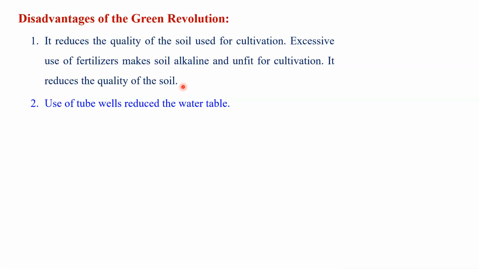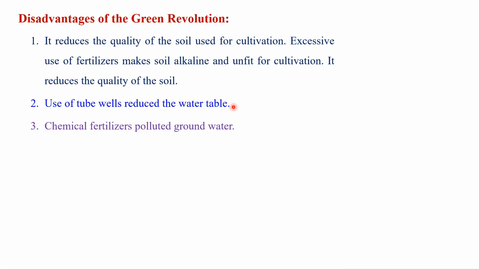Then another important disadvantage of the Green Revolution was that the use of tube wells reduced the water table. Dear students, you know that to fulfill the need of the crops through irrigation, the use of tube wells increased on a large scale. Therefore, in those particular regions where the use of tube wells was too much, we have seen that the water table, or you can say the groundwater table, was reduced on a large scale, and really that directly or indirectly impacted the underground distribution of the water. So therefore, this is also an important disadvantage of this program.